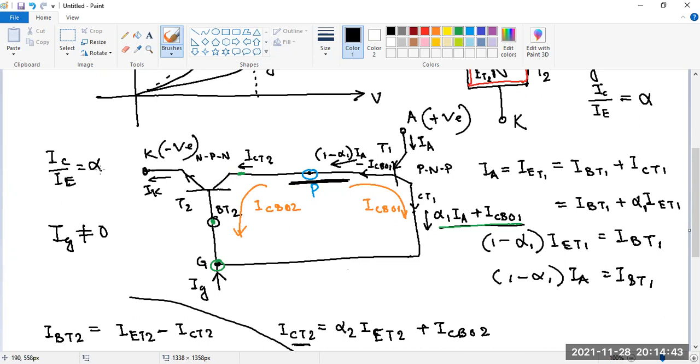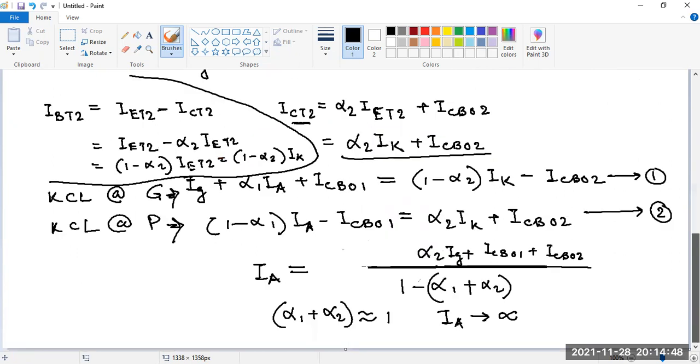Am I right? Now when their summation reaches 1, what will happen? The IA will increase, or IA will be almost very high, or almost infinite. Now if we withdraw the gate current, then also the device will be in the turned on condition, because the two transistors will be aiding each other. Am I right?